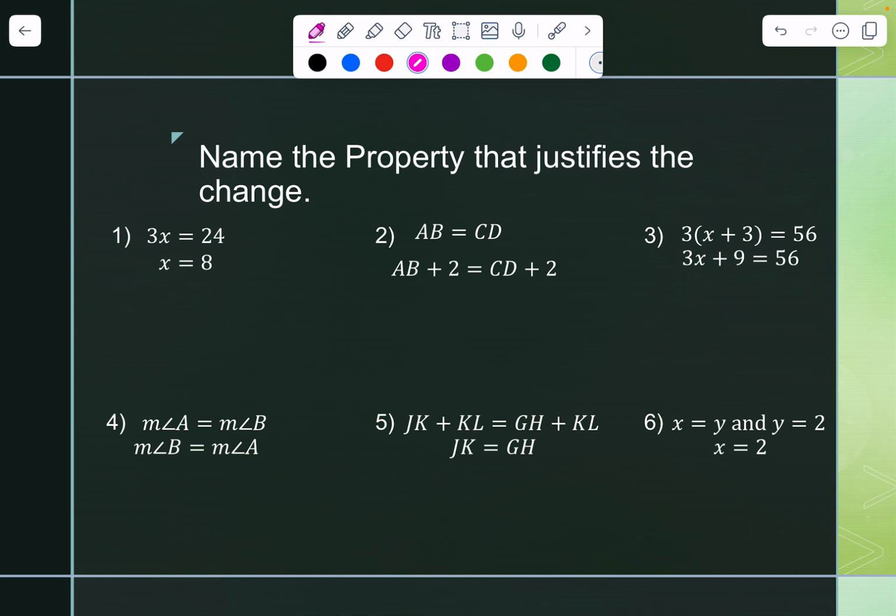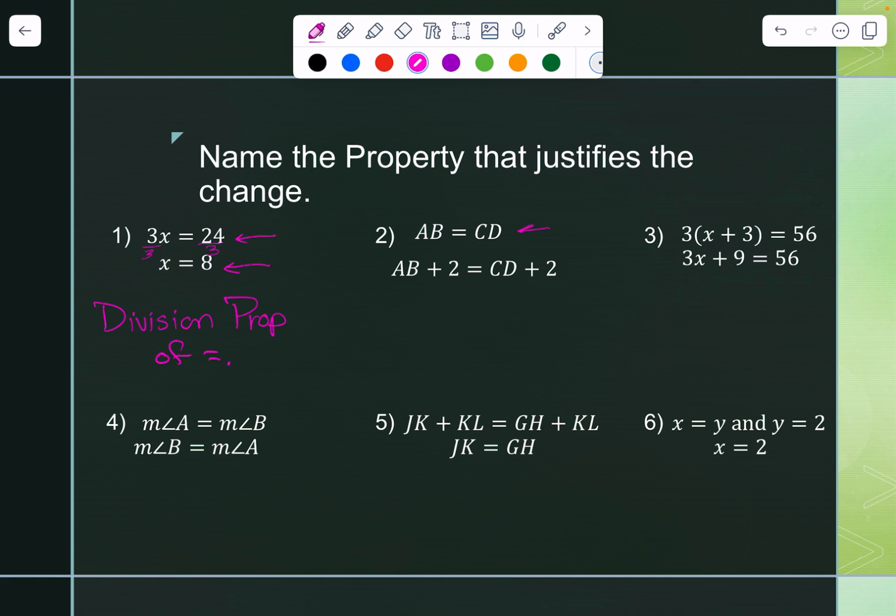So we take a look, the way this works, look at the first statement and then to the second. And ask yourself, what did they do to go from the first statement to the second? Well, when we look at this, we would notice that they divided by 3. So what property lets me do that? Well, that is the division property of equality.